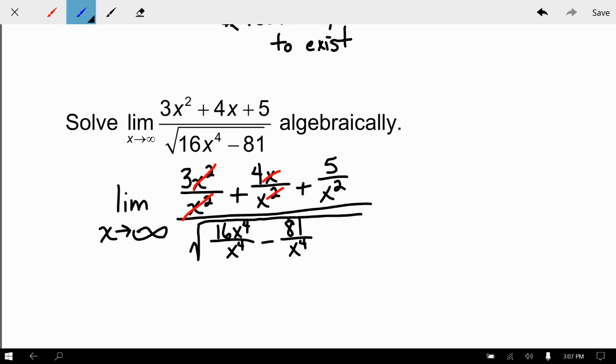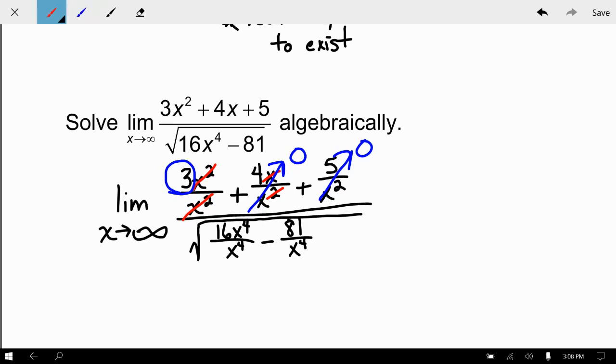And when I evaluate that, when I take the limit as x approaches infinity, that means the denominator is going to get very large. This is going to approach 0. I'm going to circle the 3 here so we remember we had that 3. 5 over x squared, when I evaluate that limit's also going to approach 0 because the denominator is growing in value, the numerator is not changing.